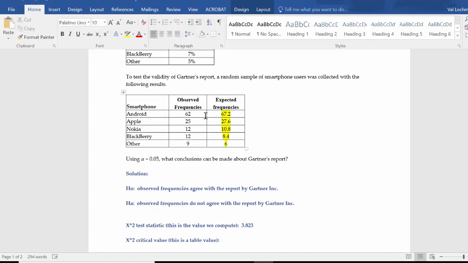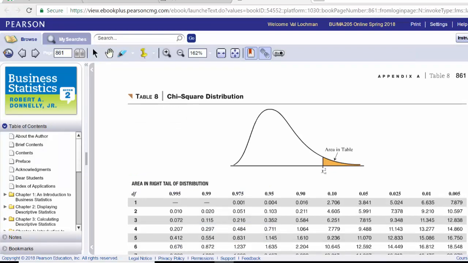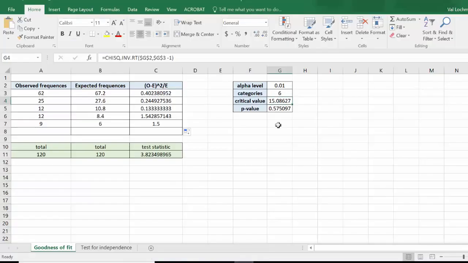The number of categories in our case is 1, 2, 3, 4, 5. That is 5 categories, and alpha is 0.05. There is a value associated with the chi-square distribution, the degrees of freedom, and that is the number of categories minus 1. In our case it's 5 categories, so the degrees of freedom will be 5 minus 1, that's 4.